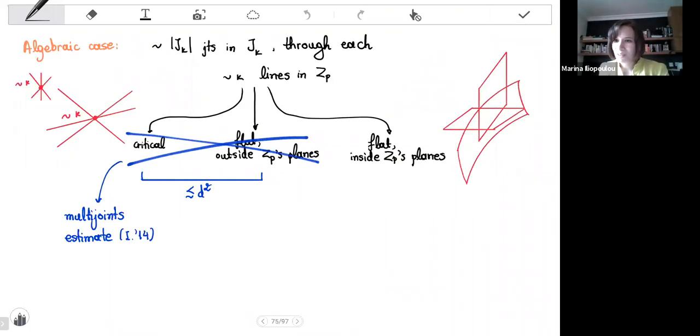There is a multi-joints estimate that we can use. Multi-joints estimates are about, say, we have three families of lines forming joints. Can we control the number of joints according to the sizes of the three families simultaneously? So if from two sides we have very few lines contributing, then we know the joints will be very few. So these d squared at most lines participate in the creation of very few joints. The rest are the ones that form the bulk of the joints. And you see that they're flat lines and they live inside planes in the zero set, which is exactly what we wanted to do.